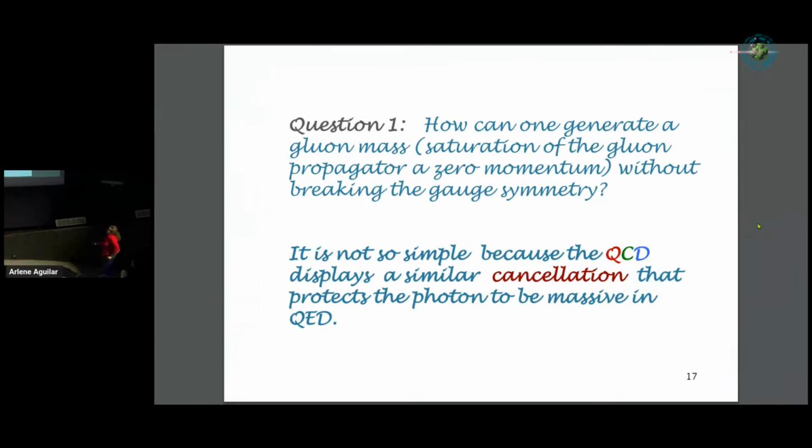Then you have to pose the first question. How can one generate a gluon mass, or see the saturation in the gluon propagator, without breaking the gauge symmetry? The point is the following. QCD is going to have a similar cancellation that protects the gluon from being massive, as happens in QED.